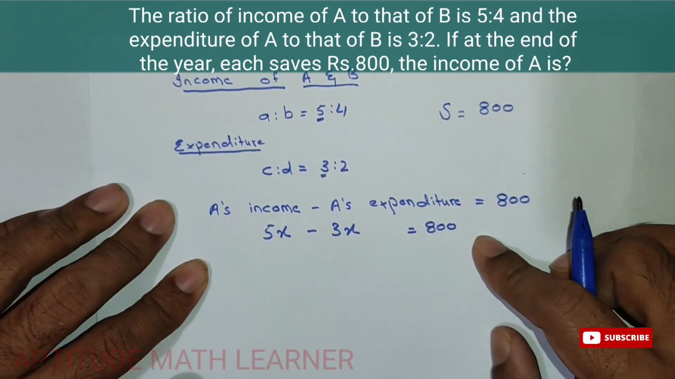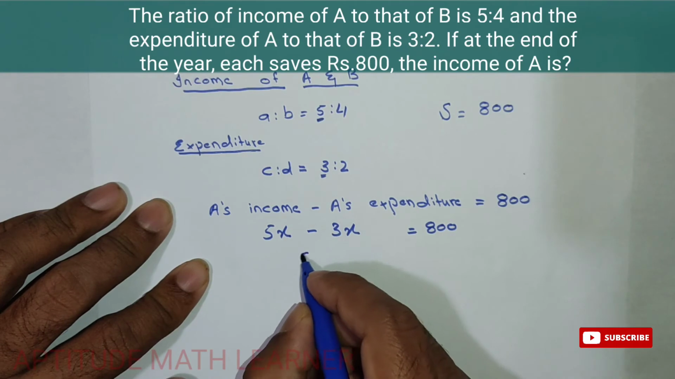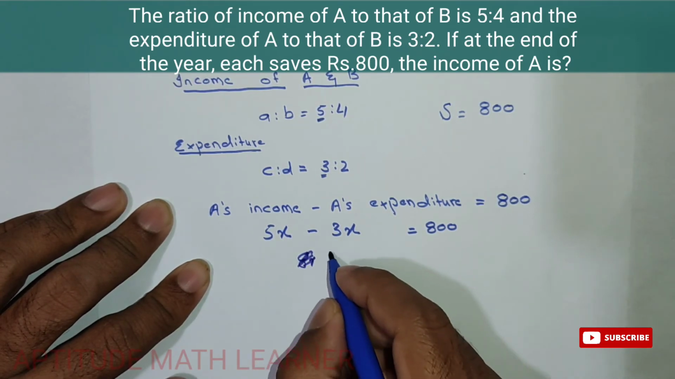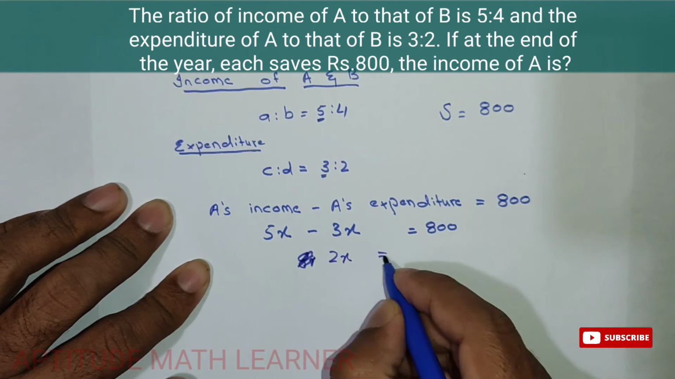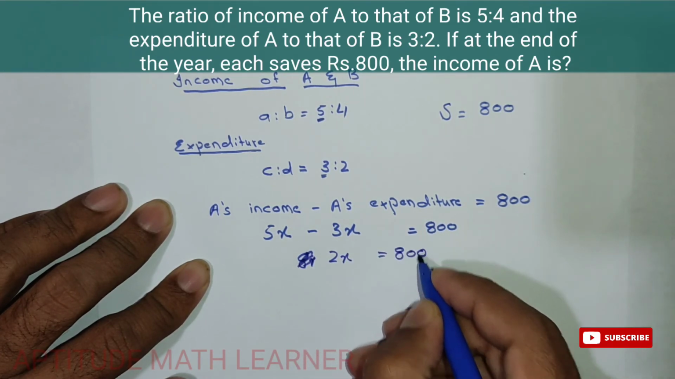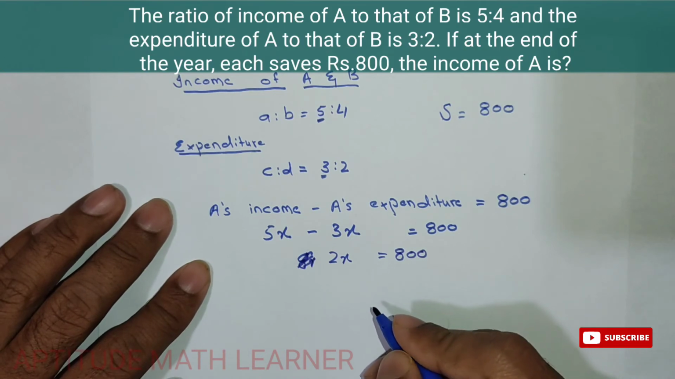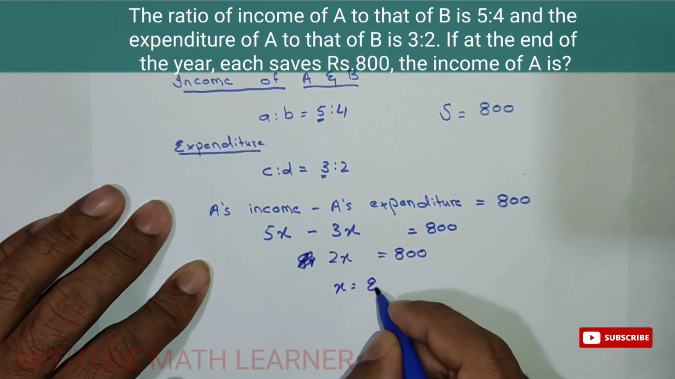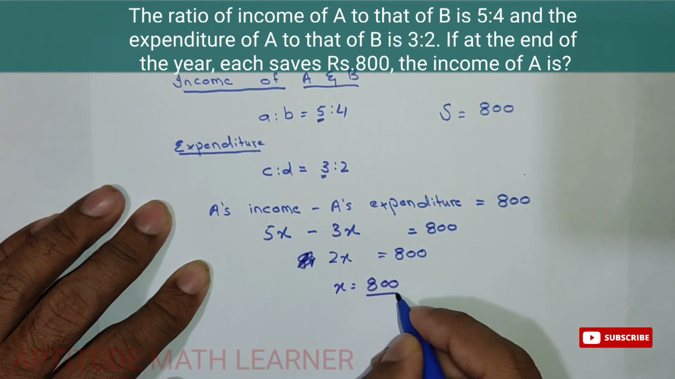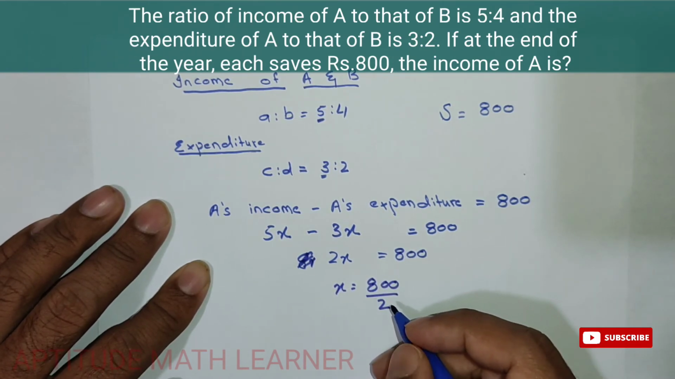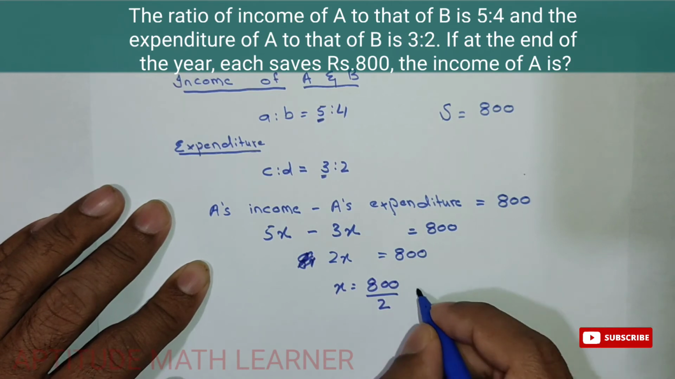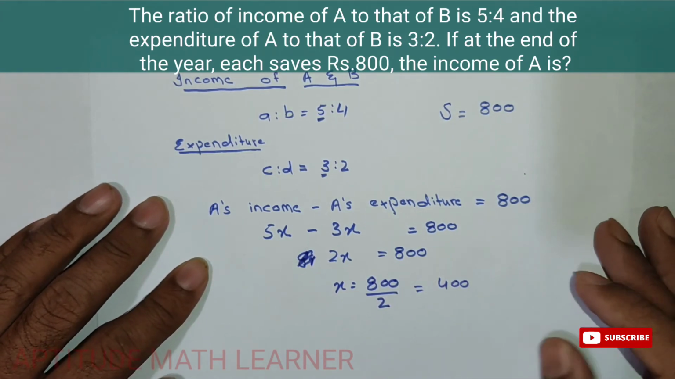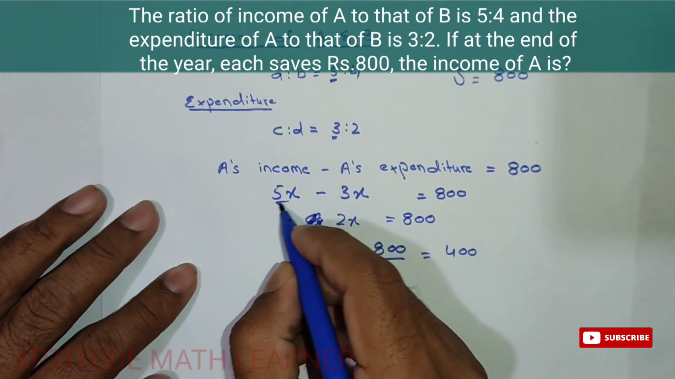So we have 2x equal to 800. Hope till here you have got it. So x is equal to 800 divided by 2. So here we get the answer, that is 400.